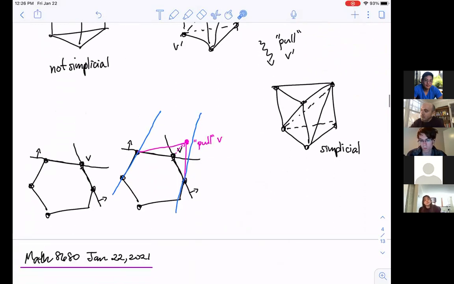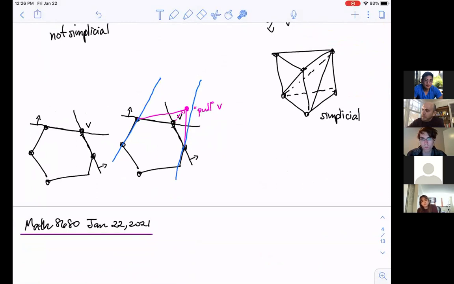And somebody asked me about pulling afterwards in class. Here I started with a two-dimensional polygon, and I showed how you pull a vertex a little bit. You move it outward a tiny amount using the normal vectors for the faces that it lies on.